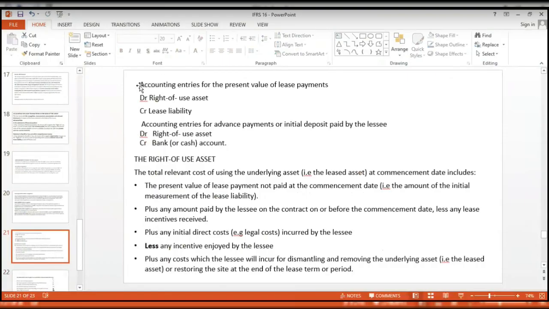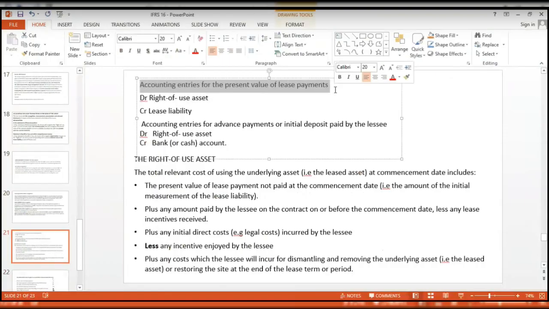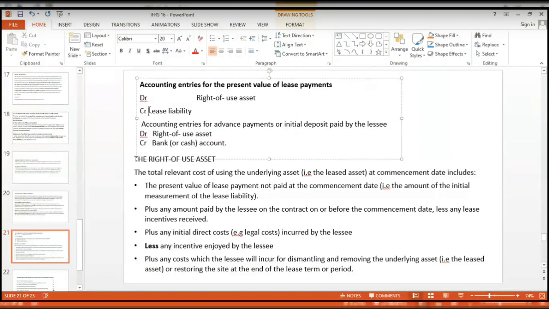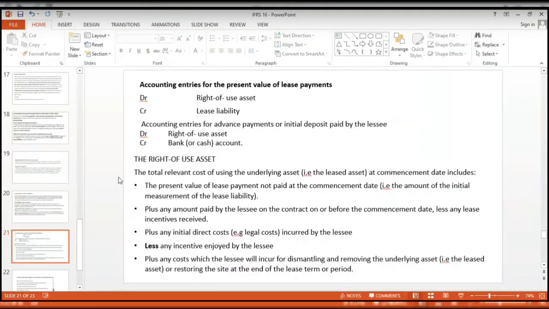So the double entry is what we are having here. The accounting entry for the present value of the lease: debit the right of use asset, credit lease liability. That's the initial recognition. Then the accounting entry for advance payment or initial deposit: debit the right of use asset for any payment made in advance, credit your bank if you have paid. So we talk about the right of use asset here.